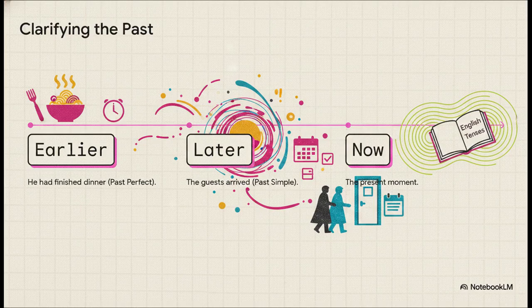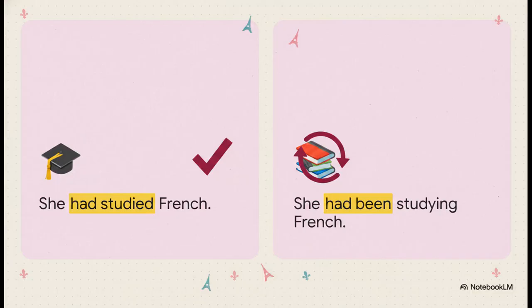But what if your story is a bit more complex? This is where the past perfect comes in. Imagine saying, he had finished dinner before the guests arrived. The past perfect exists specifically to clarify that timeline for the listener. It shows us, without a doubt, that one action was completely, totally finished before the other past action even began.